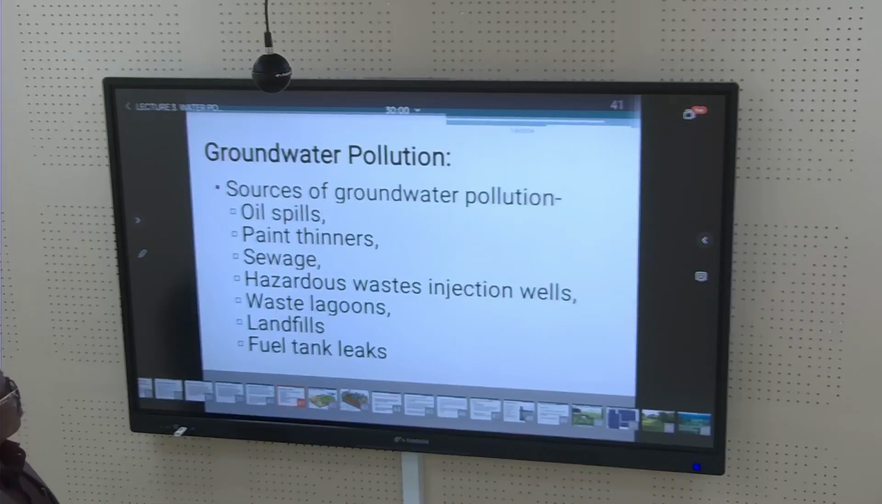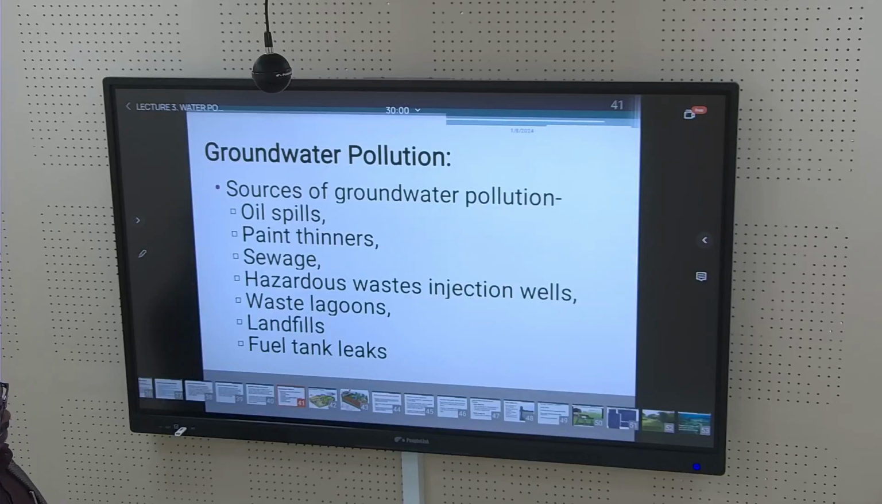So groundwater pollution: the water that is underground is being polluted. How? Sources of groundwater pollution include oil spills, paint thinners, sewage, hazardous waste injection wells, waste lagoons, landfills, and fuel tank leaks. We have a fuel tank that is kept underground and is leaking, so the leakage leads to groundwater pollution.